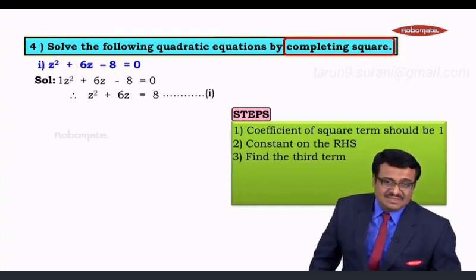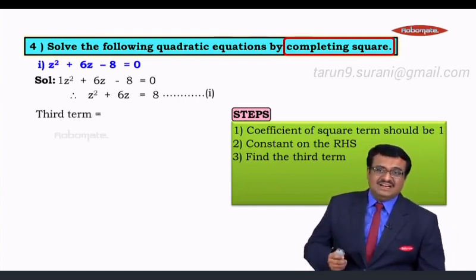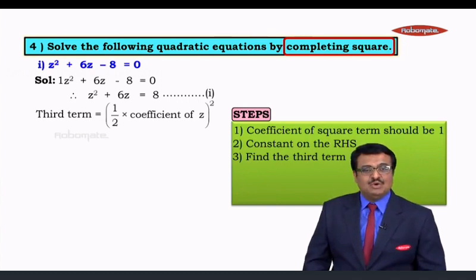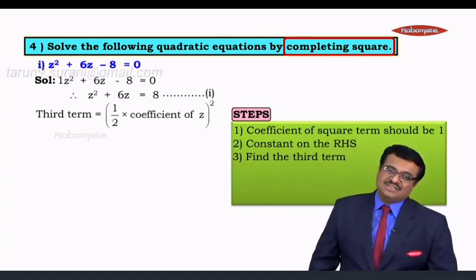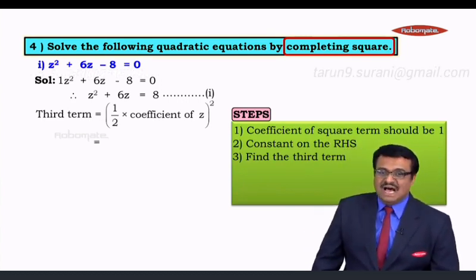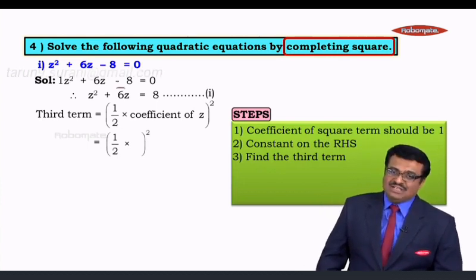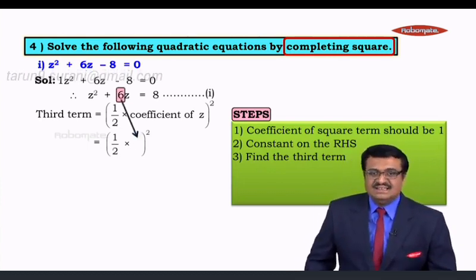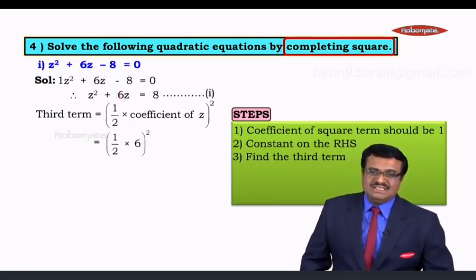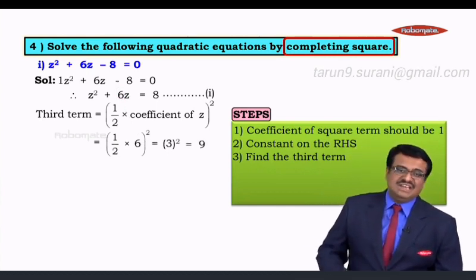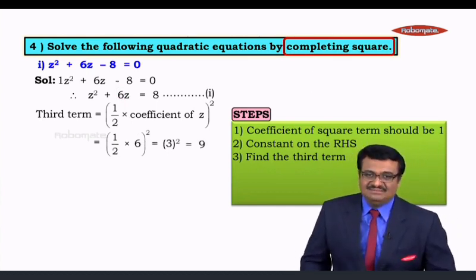Finding the third term is the third step, and the third term is given by the formula half into the coefficient of z, the whole square, right? Which is nothing but half into the coefficient of z. What is the coefficient of z? 6, the whole square. Now 2 1s are 2, 3 2s are 6. So you get 3 square, and 3 square is nothing but 9.